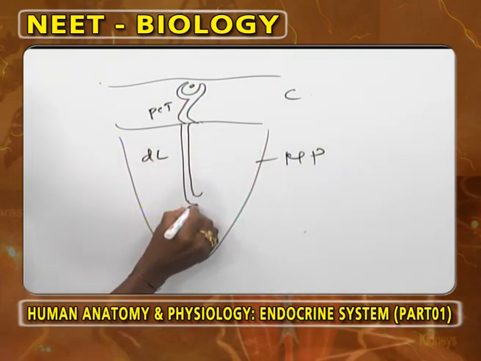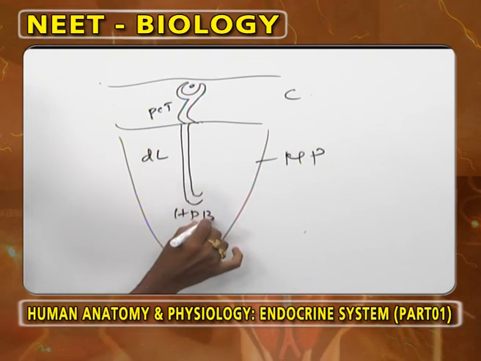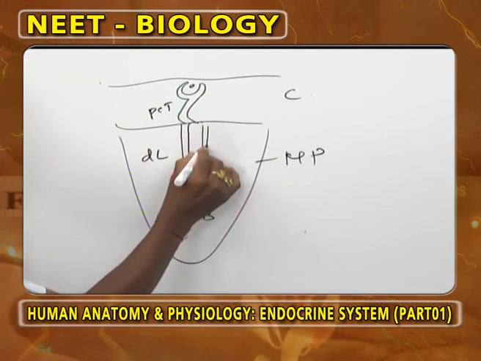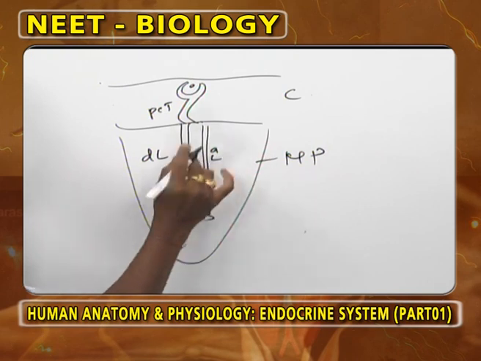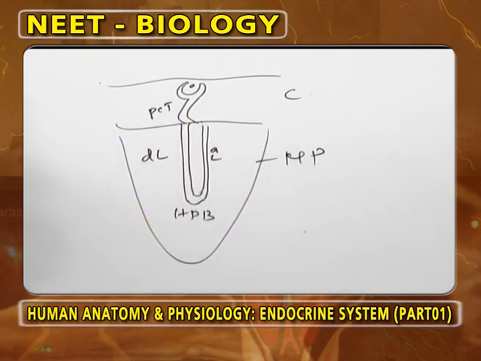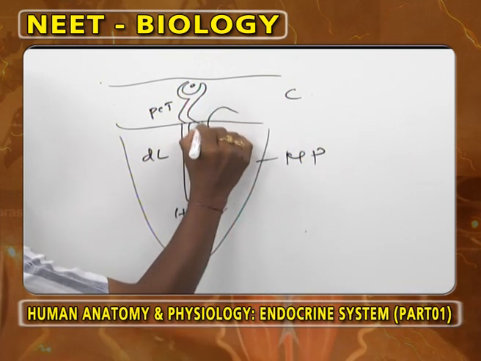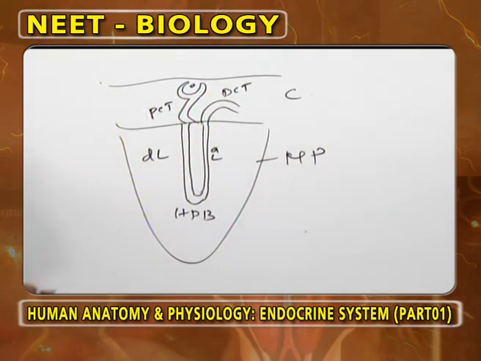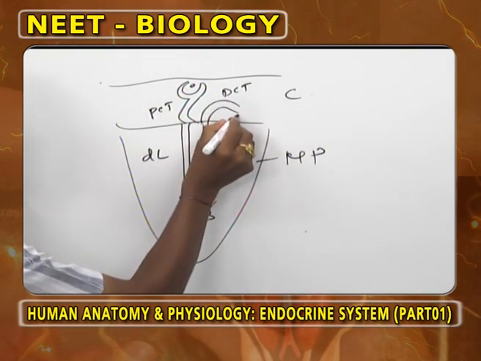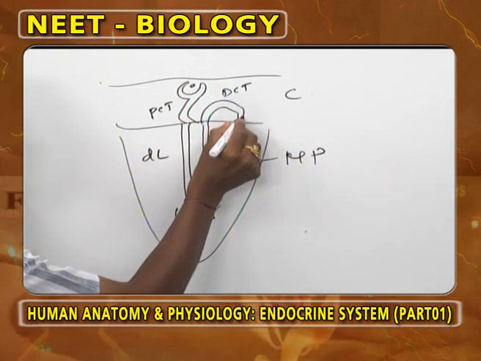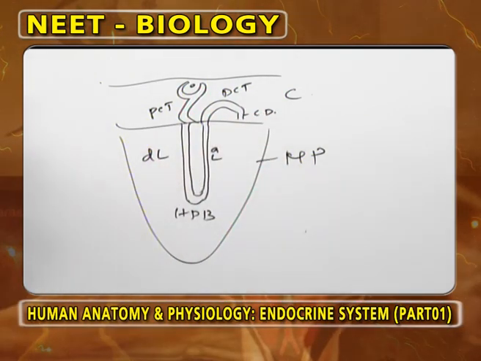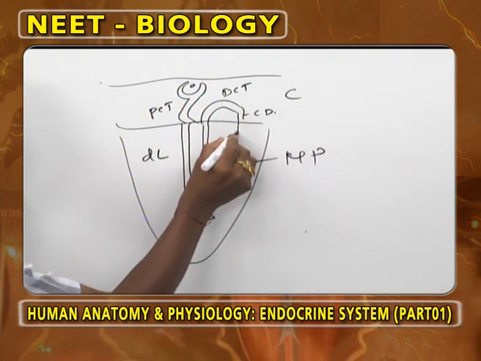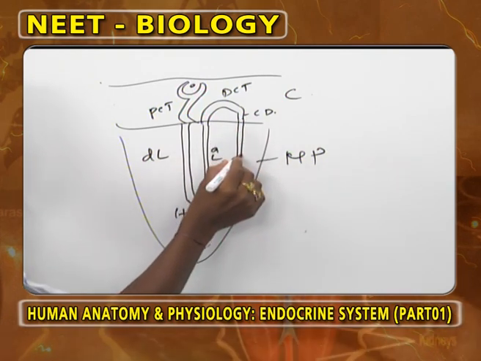Now this one we call the hairpin bend. It is also present in the medulla. Now it opens into the ascending limb. Ascending limb is also present in the medulla. Now it opens into the distal convoluted tubule. The distal convoluted tubule is present in the cortex. Now this last part we call the collecting duct. The collecting duct is present in the cortex and also extends into the medulla.